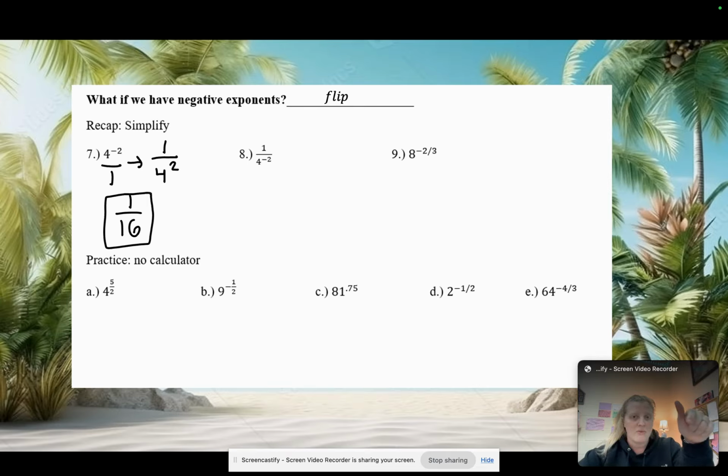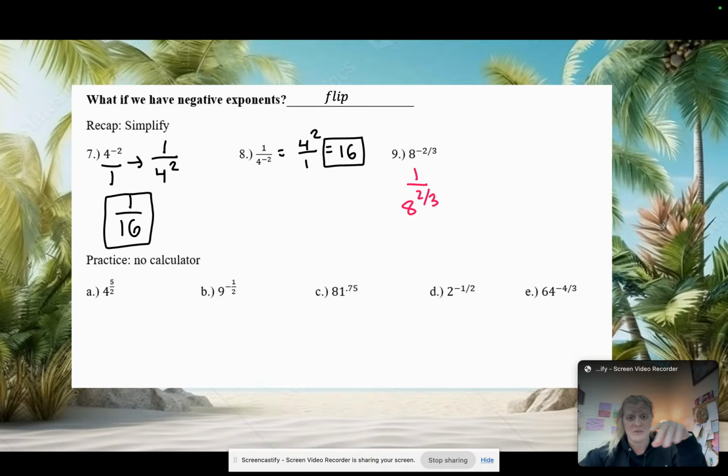So then if you have 4 to the negative 2 already on the bottom, then you simply flip it to the top, and it's just 16 over 1. And then we start making it trickier. So we'll put some fractions and some negatives together, but you just take it one step at a time.